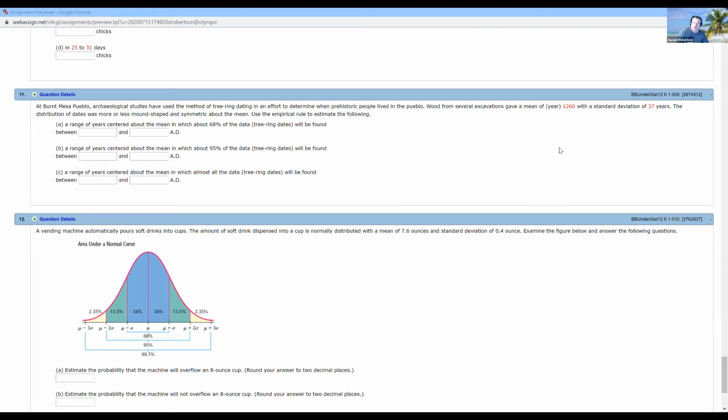So, the mean age of something is 1260. It's an archaeological site. The standard deviation is 37. And they ask you the question in the kind of reverse order. And between what two values do you get 68? Between what two values do you get 95% of the data? And then I think they phrase it as almost all, right? So the last one is almost all.